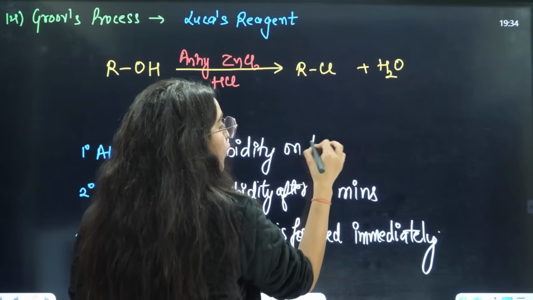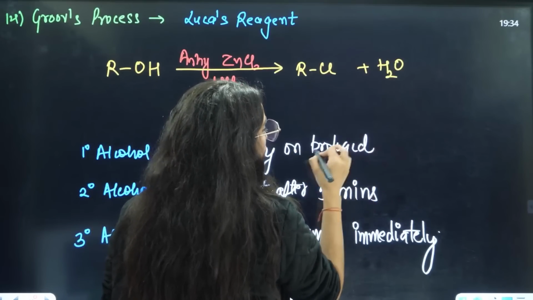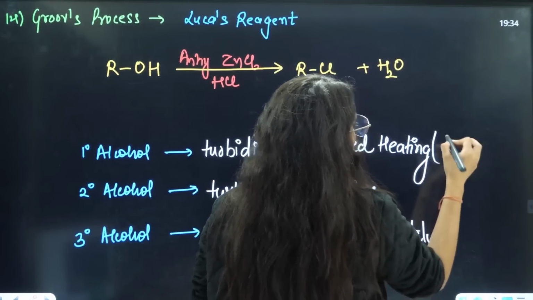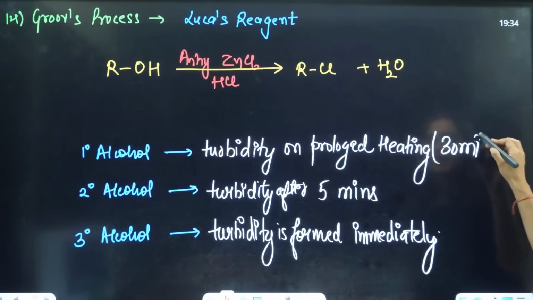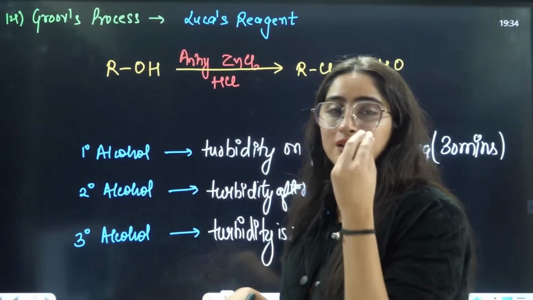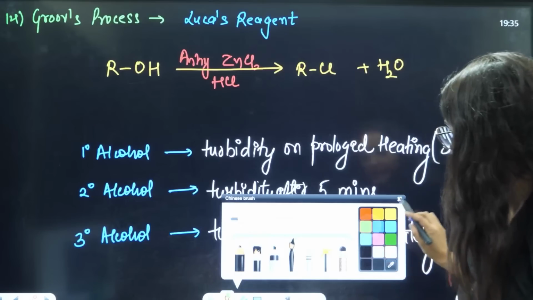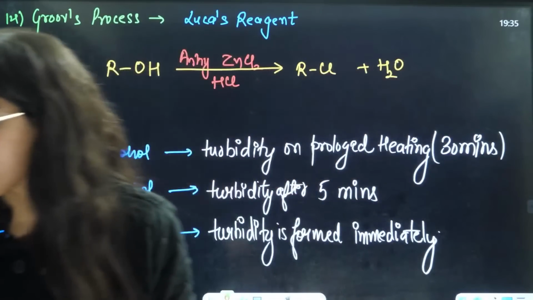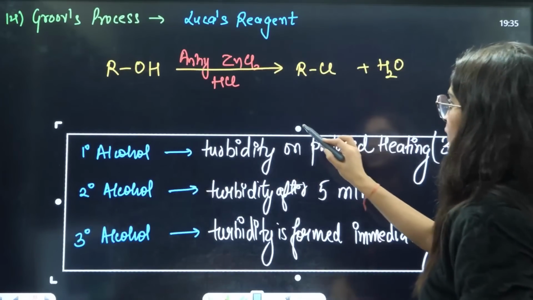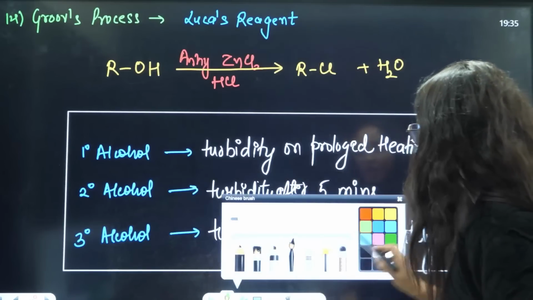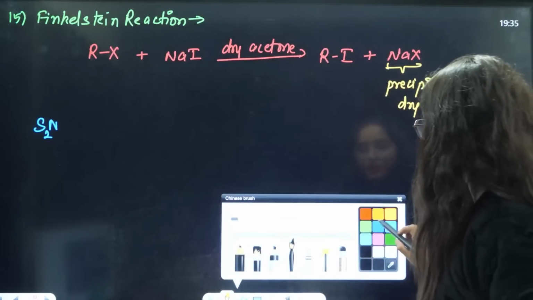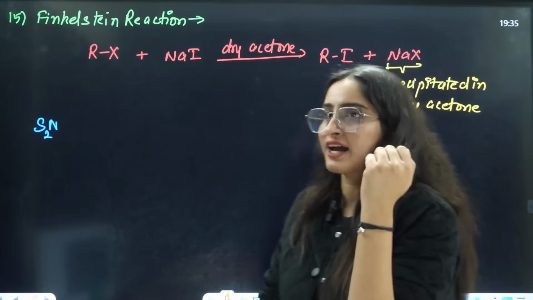On prolonged heating, it will be formed after what time? After maybe 30 minutes, even after prolonged heating, it will take 30 minutes to form the cloudiness, the turbidity here. Okay, so this is how you will distinguish the 1 degree, 2 degree, 3 degree alcohol on the basis of Lucas reagent. Next we have Finkelstein reaction.